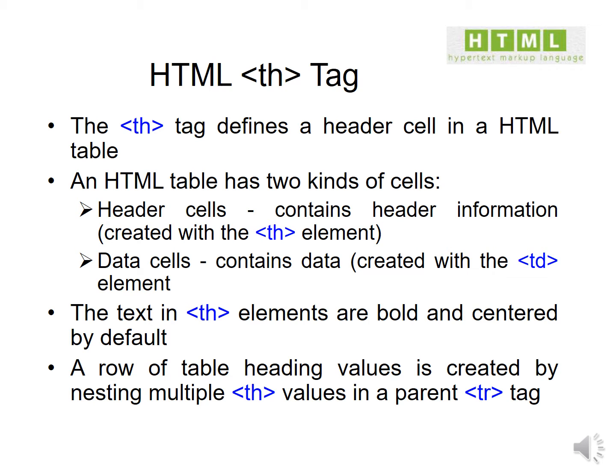An HTML table cell may contain two types of information: header information and data. The TH tag, short for table head, defines a cell that contains header information. The TD tag defines a cell that contains data.